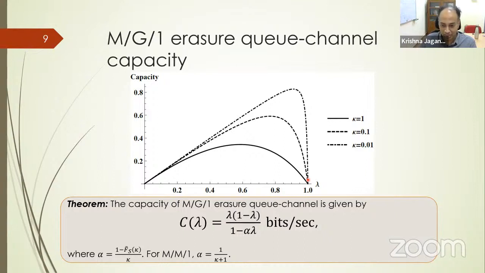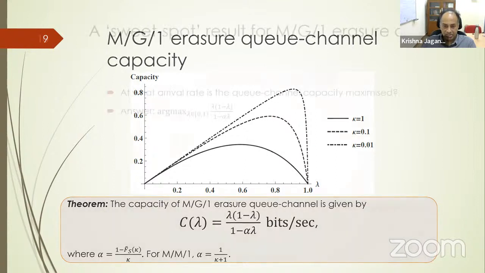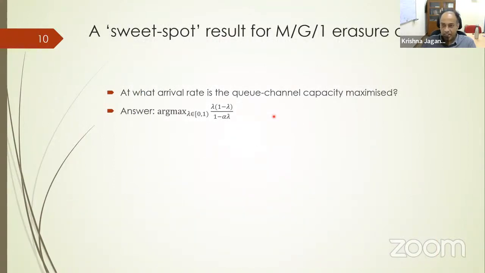So then you have nothing getting out at lambda very close to 1 mu. You have no useful information coming out. So there is some sweet spot lambda star, right? It appears from this graph, which you can actually find out analytically.